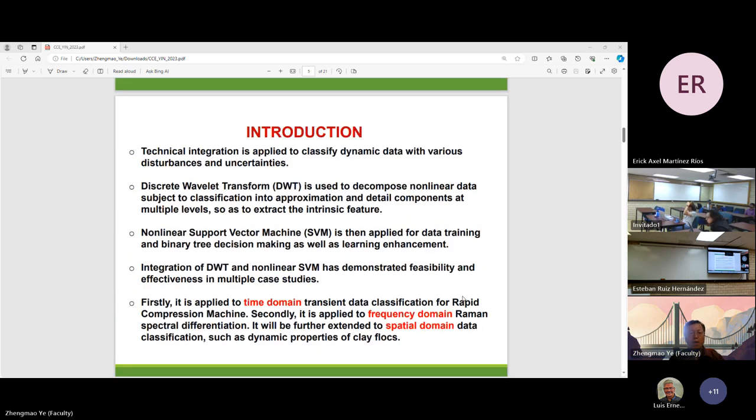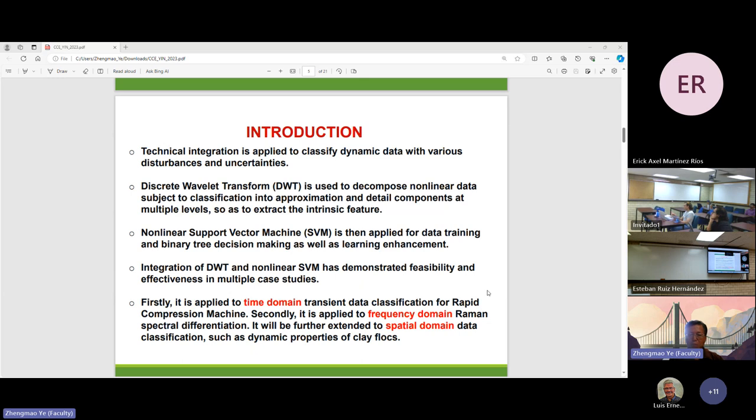Introduction. The technical integration is applied to classify dynamic data with various disturbance and uncertainty. So now the DWT is used to decompose nonlinear data subject to classification into approximation and detailed components at multiple levels in order to extract the intrinsic feature. Nonlinear support vector machine is then applied for data training and binary decision making as well as learning enhancement.